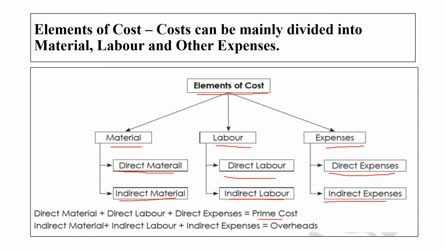And when we add indirect material, indirect labor and indirect expenses, we get the overhead. Please study this diagram. Please remember what different things come under the elements of cost and how they are again divided.